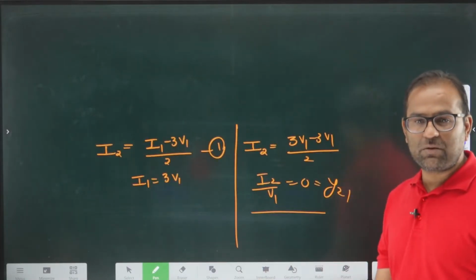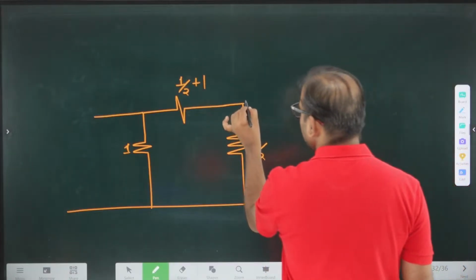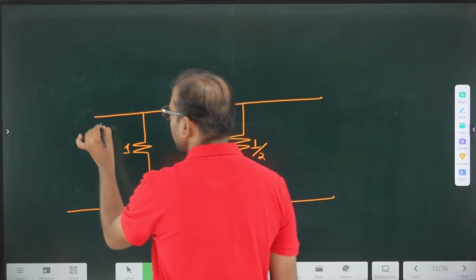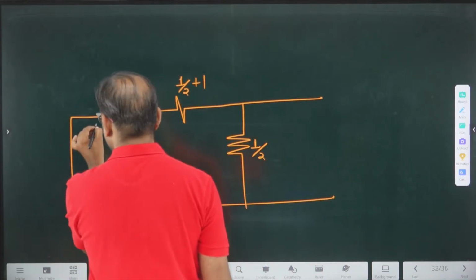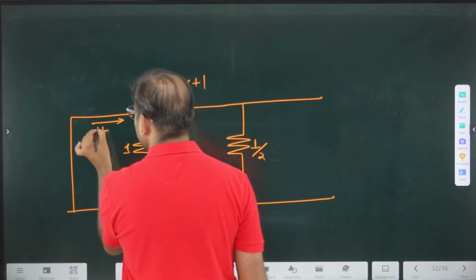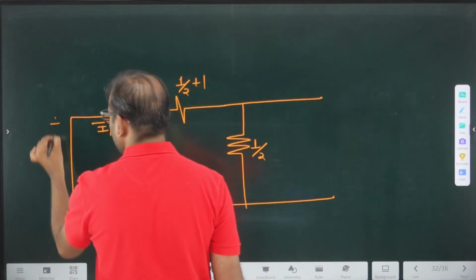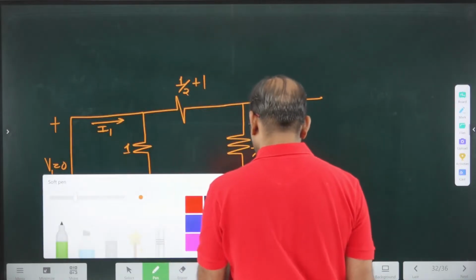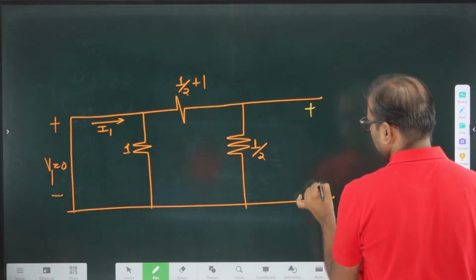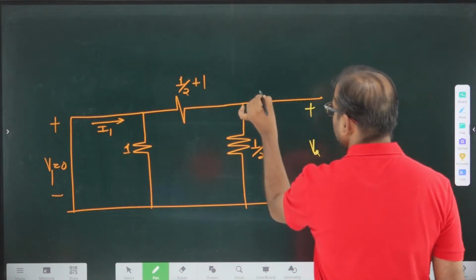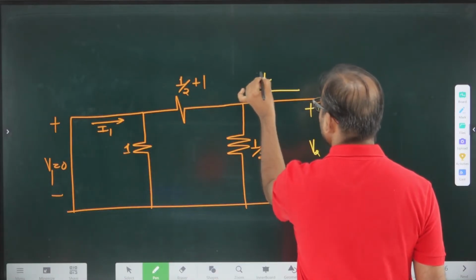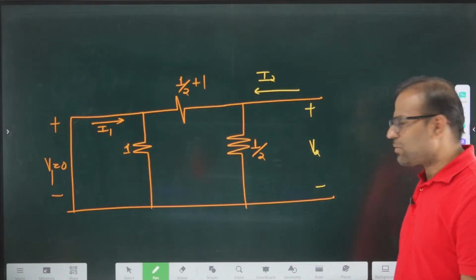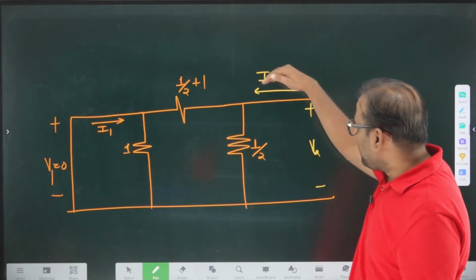Again, which network is this? Delta network. But this delta network is for some condition, by making V1 equal to 0. If you are making V1 equal to 0, this current is I1, this value is V2, and this value is I2. Suppose I want to calculate the I2 by V2 ratio.